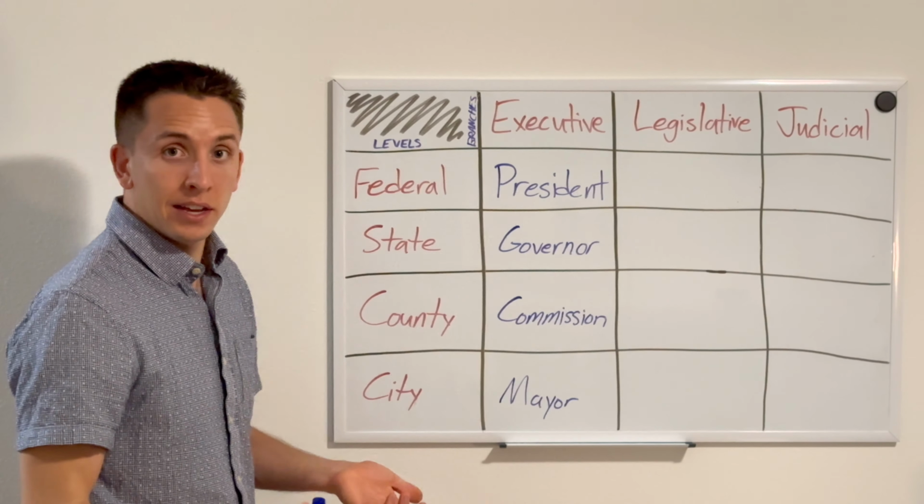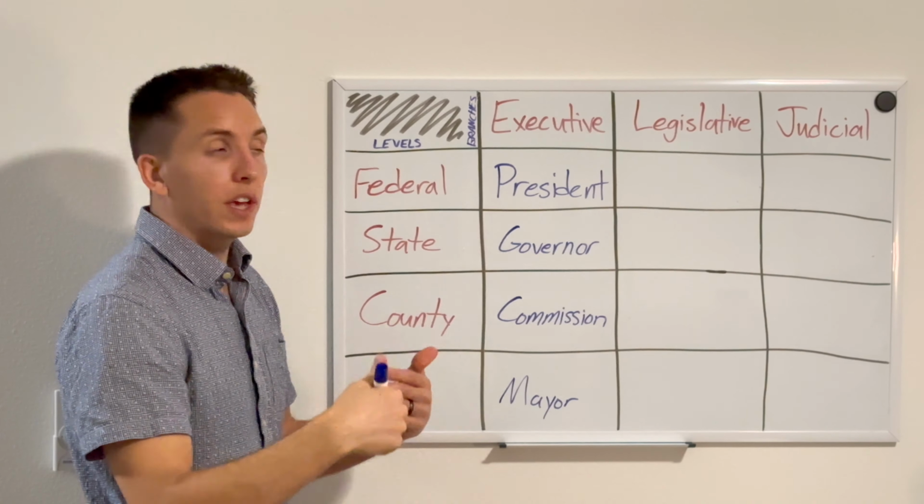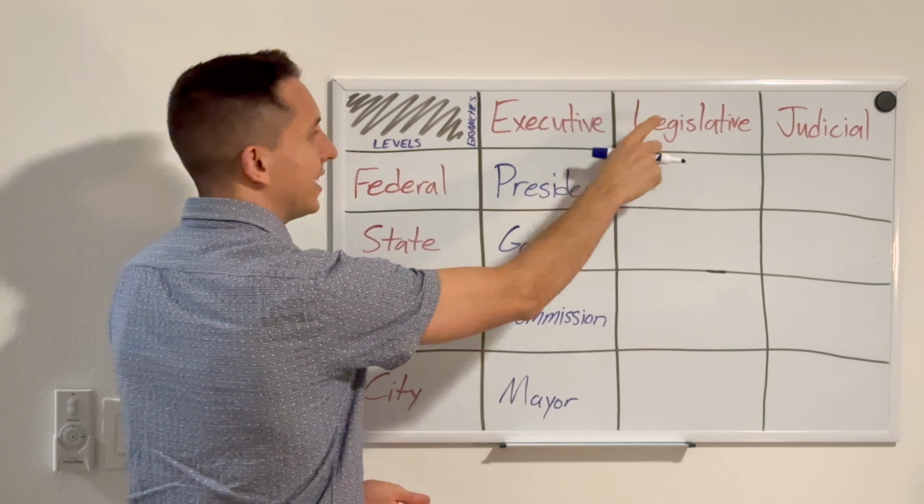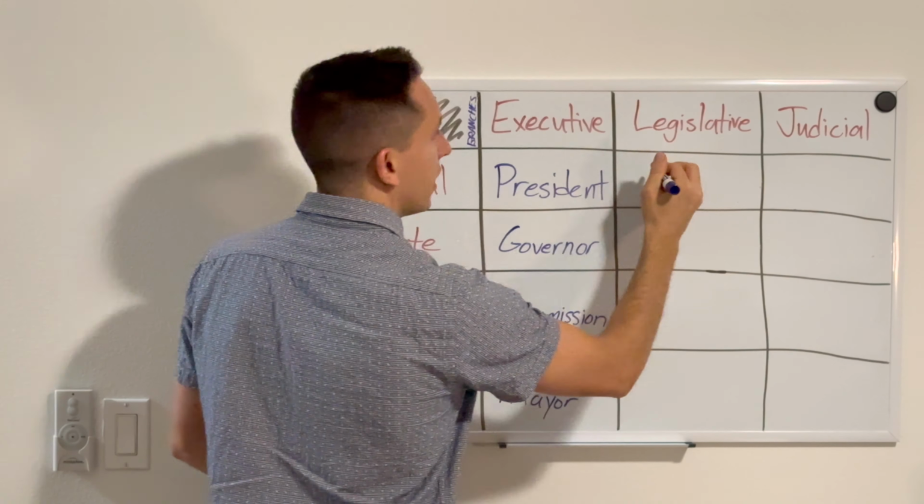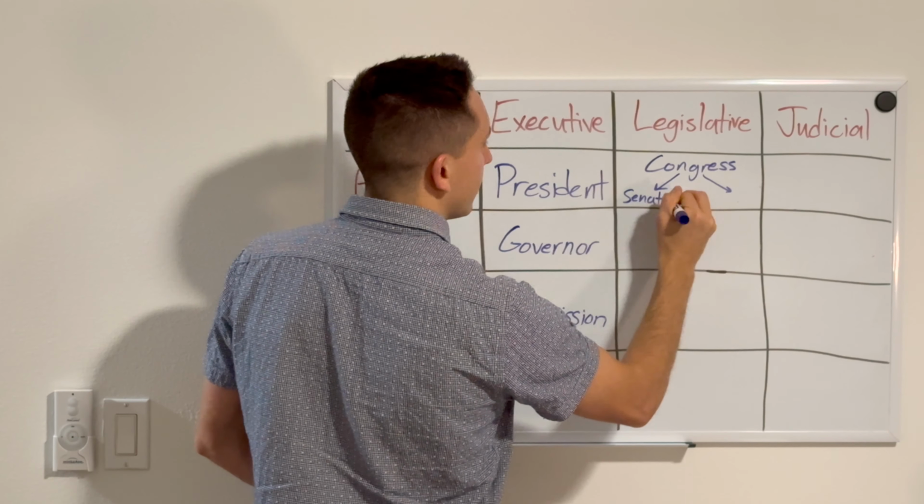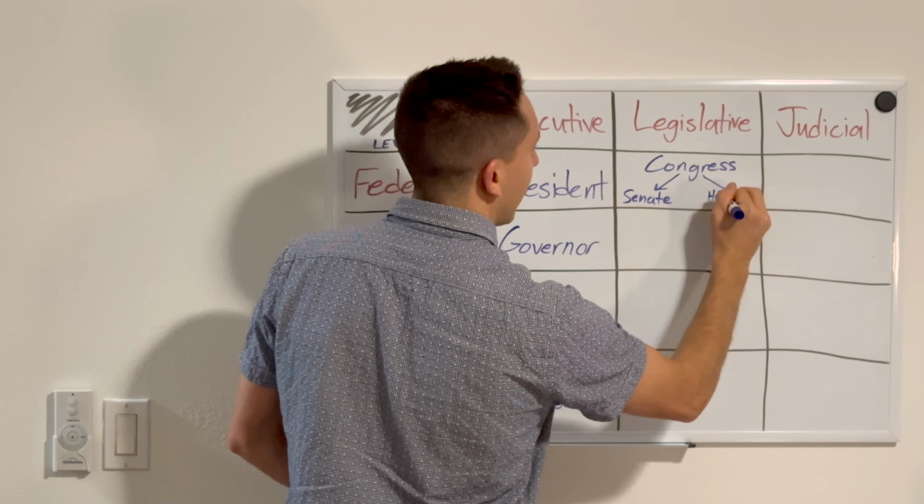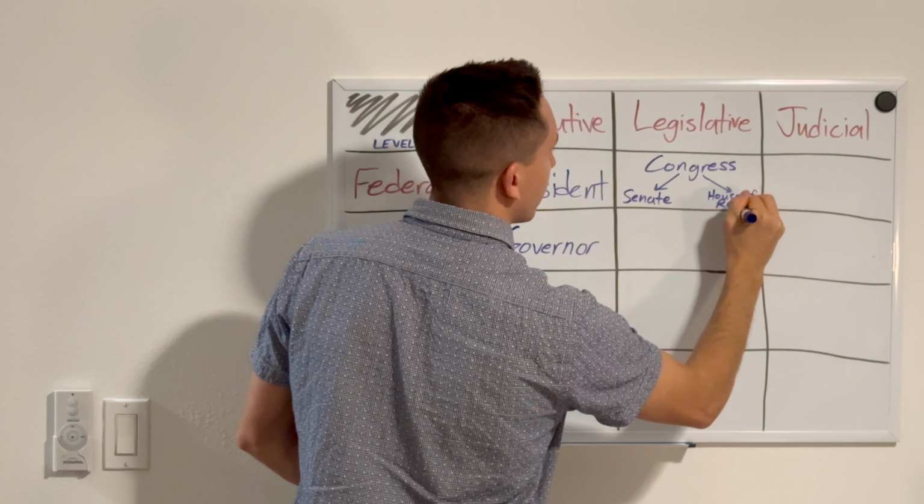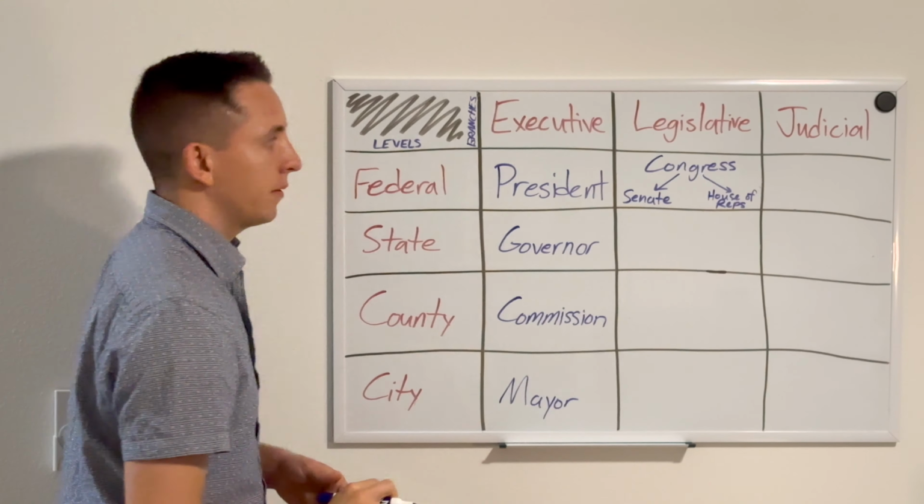What do they do again? They legislate, or they make the laws. Who are the federal legislators? Okay? It's Congress on a federal level, and Congress is split up into two different categories. The Senate and the House of Representatives. I'm just going to put reps, okay?